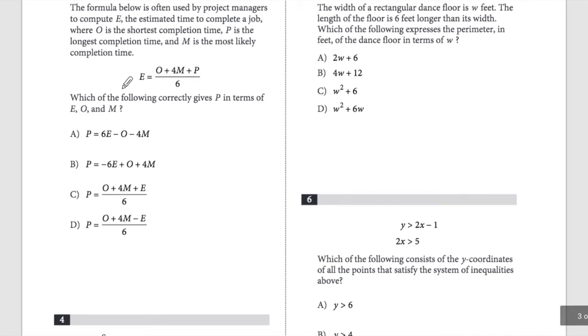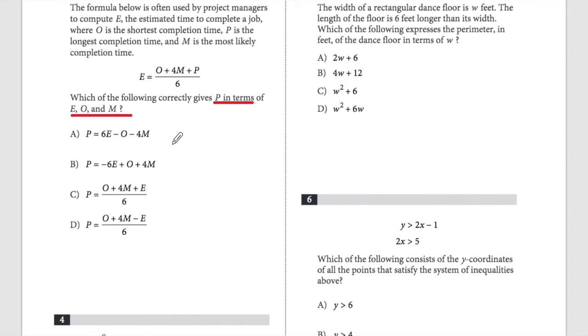So when you see these type of problems, usually it's asking you to solve for something, which it is. It gives you all the things: E is the estimated time, O is the shortest completion time, P is the longest completion time, M is the most likely completion time. But it's asking you to give P in terms of E, O, M. So you're solving for P basically.